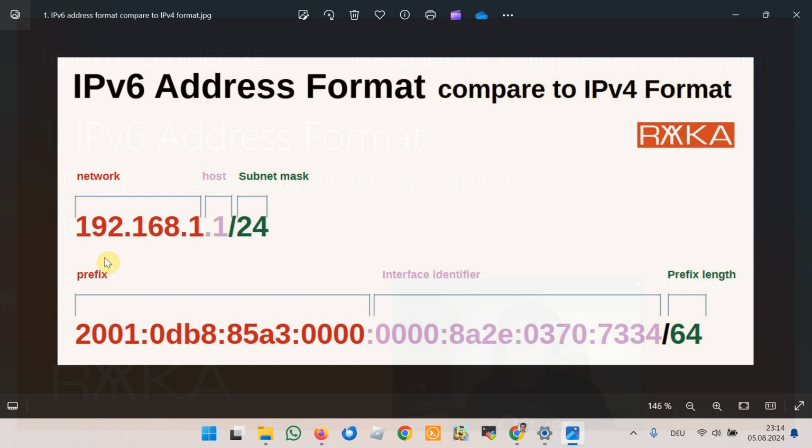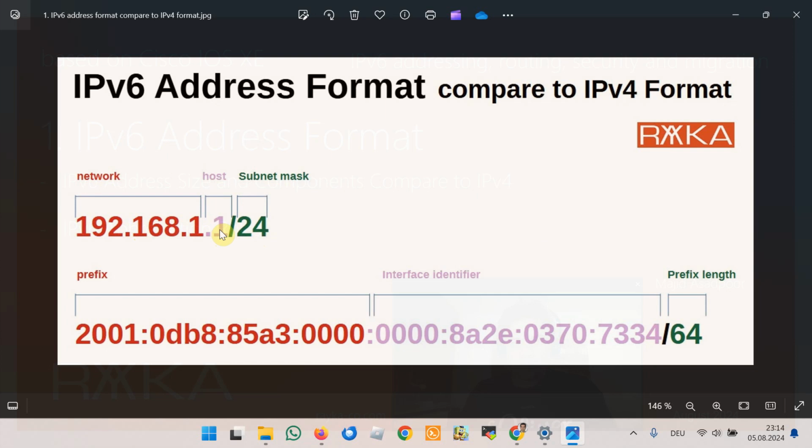Consider the IP address 192.168.1.1 with a subnet mask of /24. The subnet mask indicates that the first 24 bits of the IP address are used for the network portion, while the remaining 8 bits are used for the host portion.